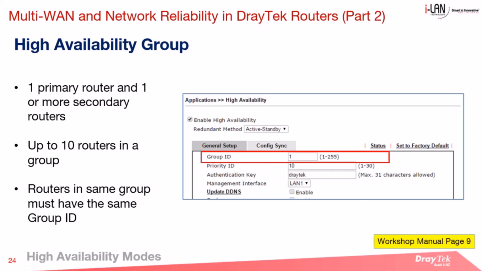It will need its own internet connection. So if you have 10 routers in your high availability group, you will need 10 internet connections. In hot standby, all the routers share the same one source.